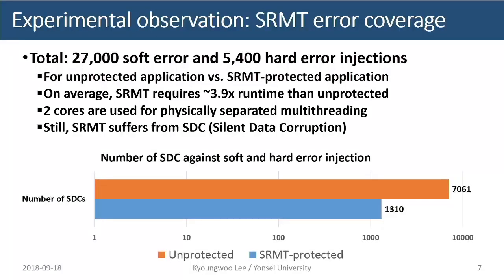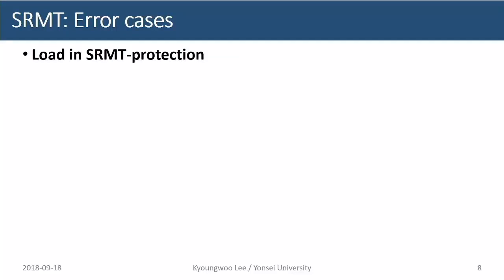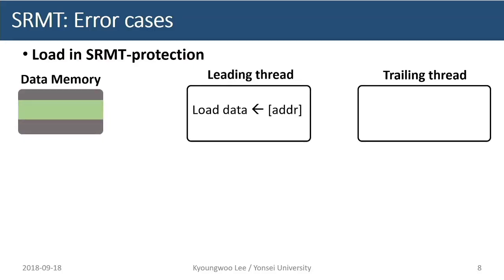This shows the result. In the unprotected case, we can observe about 7,000 silent data corruptions, but we still see more than 1,000 silent data corruptions in the SRMT protected case. So we tried to understand what kind of holes it has, and we found 2 error cases. The first one is the load operation. The problem of SRMT is that they compare before the load operation.